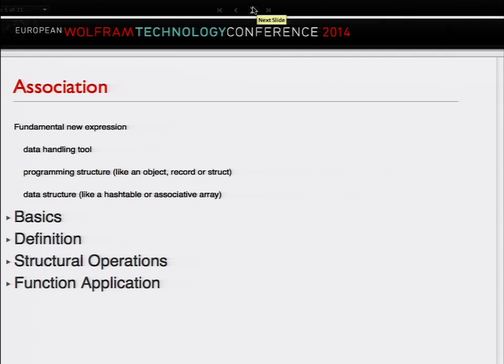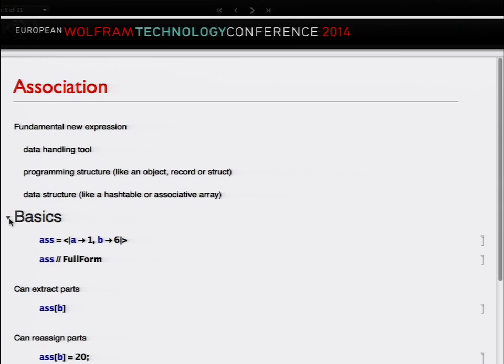So I talked about it in the programming talk, the language talk I gave yesterday, and association is a very powerful tool for programming because you can make something like a record or a struct or an object in Mathematica, so that's a new thing. In terms of data processing, it's useful because it's a data structure, so it's like a hash table, and it's good for holding data.